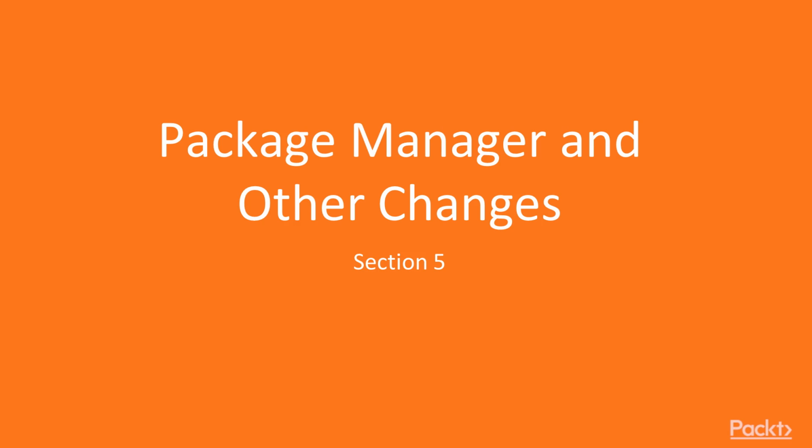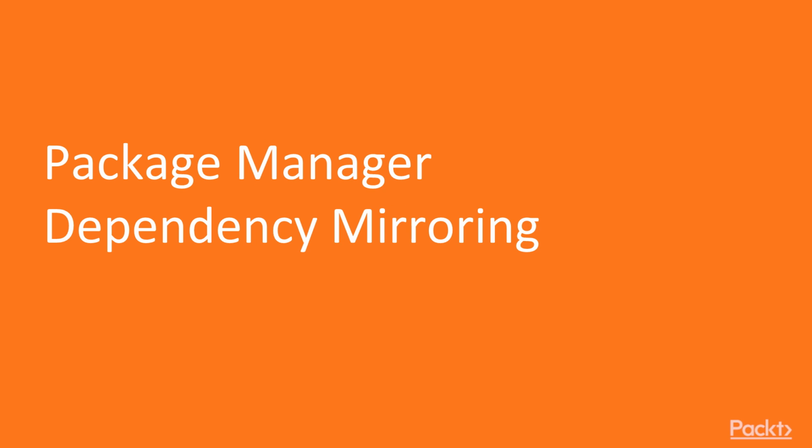Welcome to section 5, where we're going to be looking at what's new in Swift Package Manager and also discuss other minor updates to Swift 5. The first Package Manager feature that we're going to be looking at is called Dependency Mirroring, which is a new feature in Swift 5 where you'll be able to have access to a dependency even if the original source of the dependency is no longer available, so that you can continue to build your project.